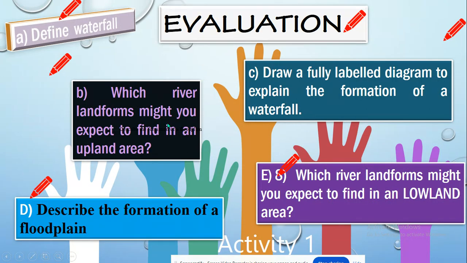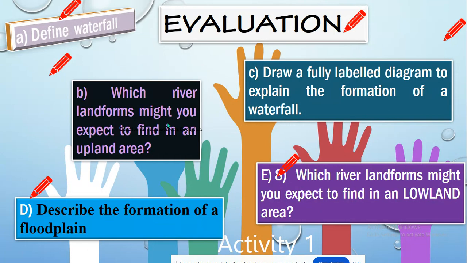And at the end, we've seen some features. We talked about some features formed in the upper course, including waterfall, rapids, interlocking spurs, potholes, and more. And then we talked about those features which are formed by erosion and deposition in the lower course of a river, like delta, estuary, meander, oxbow lake, and more others.